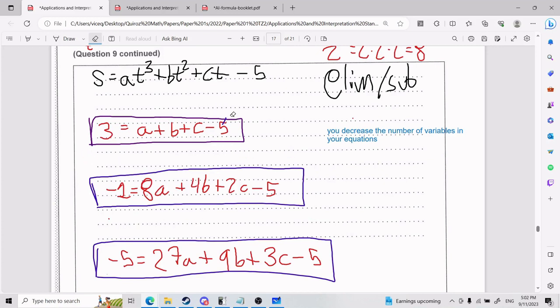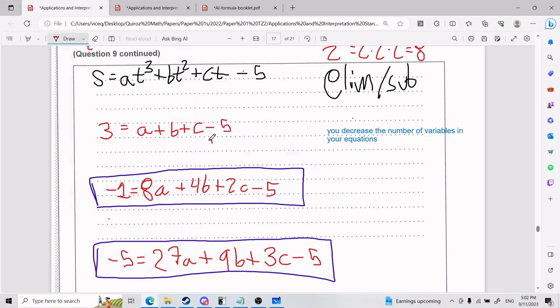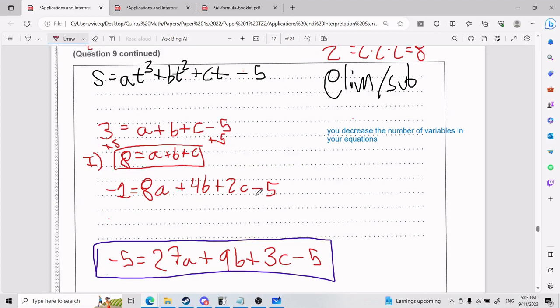Cool. So this first one here, let's leave it a little more beautiful. Let's go ahead and do plus 5 over here, plus 5 over here. I end up with 8 equals a plus b plus c. This is going to be what I'm going to call my first equation. The second equation, let's also leave it a little more nice. So this -5, we're going to do plus 5. Plus 5, we end up with 6. Sorry, hold up. My bad. We end up with 4. Positive 4 equals 8a.